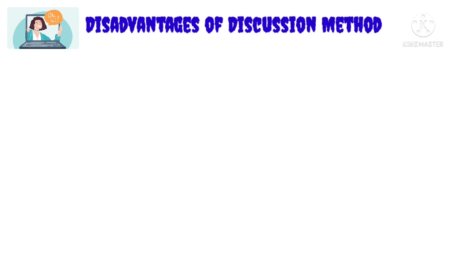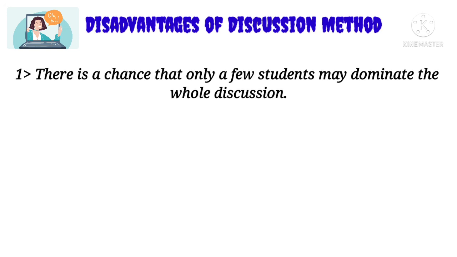So this method also has some disadvantages. First, there is a chance that only a few students may dominate the whole discussion. Students and learners are curious and attention seekers. So that is why they always try to answer first or answer more. So there is a chance that only a few students are part of the discussion.